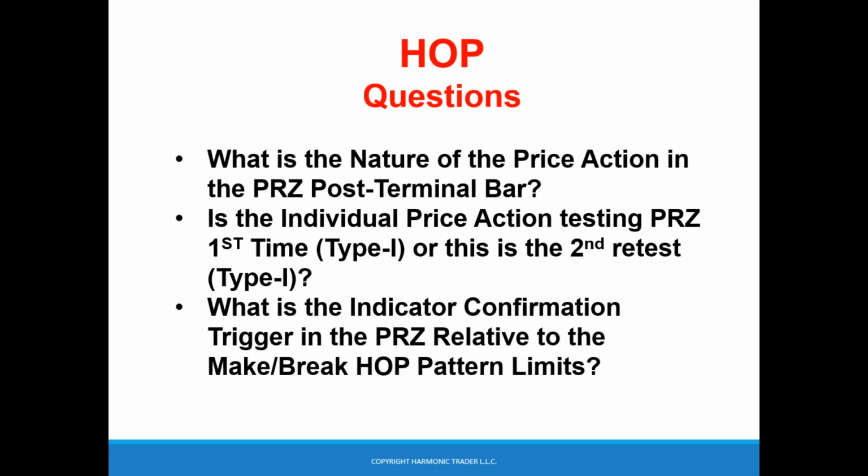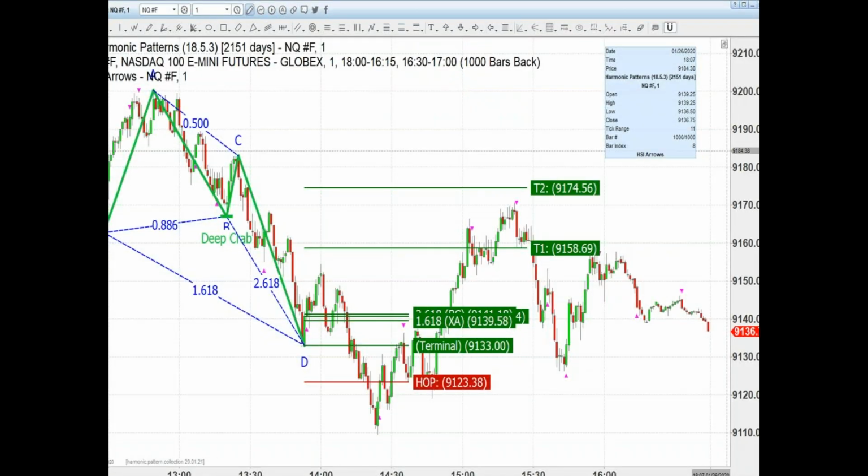Now we understand, actually, really, is it the first time a pattern completes? Then we expect a reaction. If it's a retest of that level, we could have a higher chance of a larger reversal. That's the type 1, type 2 framework, but we have to look at the hop level relative to this. And then does the indicator confirmation come in to trigger at the hop? How far beyond the PRZ do we go?